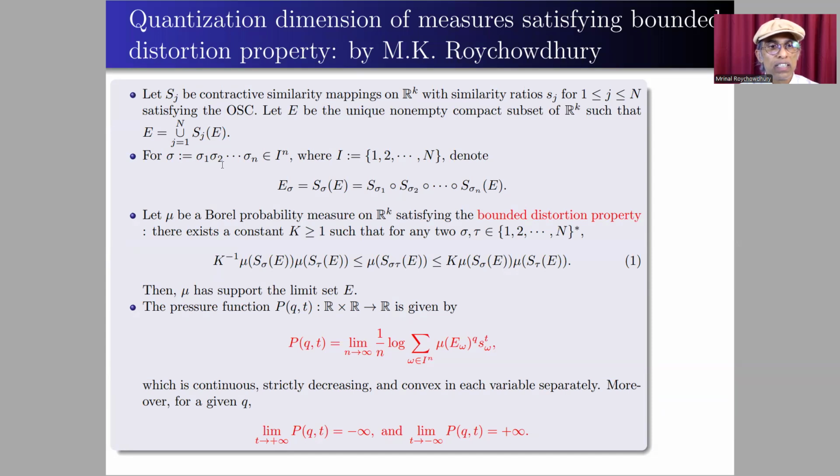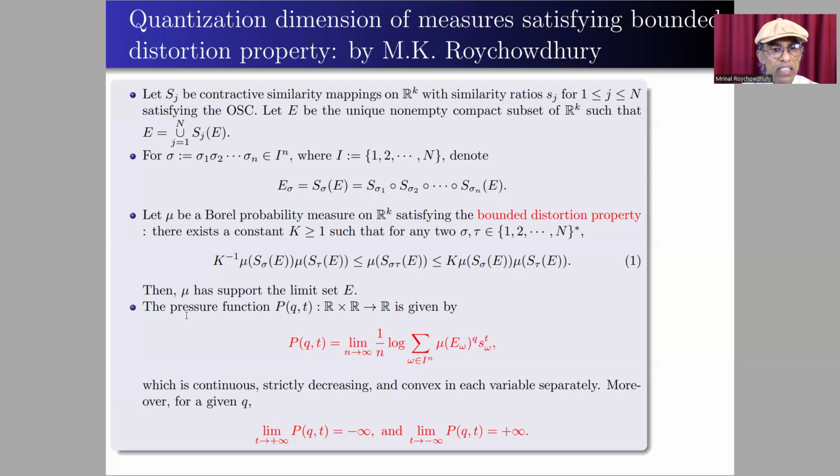For sigma, that is, sigma is a word of length n, denote E sigma means S sigma E. What is S sigma E? It means a composition of mappings. S sigma means the composition S sigma 1, S sigma 2, up to S sigma n. Let mu be a Borel probability measure on Rk satisfying the bounded distortion property. What is it? That means there exists a constant k such that for any two words sigma, tau belonging to this, this is true: mu of sigma tau E is less than k times mu of sigma E times mu of tau E, and it is at least k inverse times this. Then mu has support the limit set E, of course.